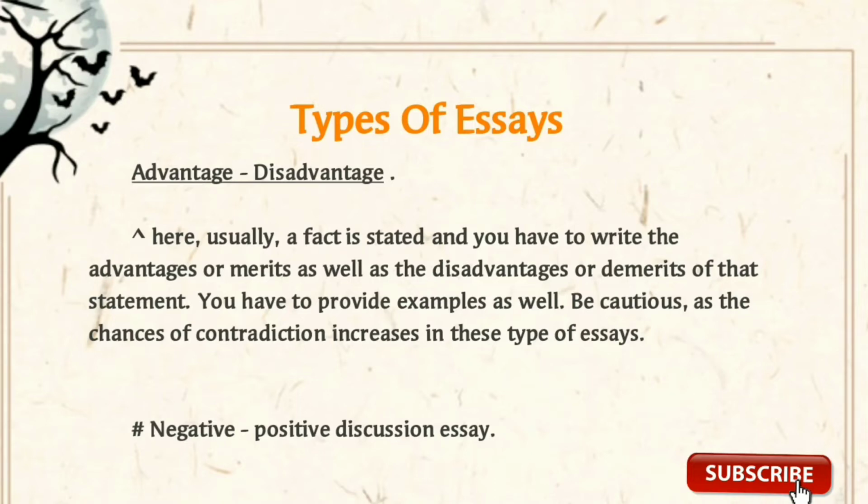Now, again, there is a chance of contradiction in this kind of essay, because if a single statement is given, on the same thing you are giving some merits, and on the same thing you are giving some demerits. So, there are times when we have only one idea, and again we are going for both the positive and negative side of that idea. So, in this kind of essay, one has to be cautious while answering. This kind of essay is generally known as a negative or positive discussion essay.